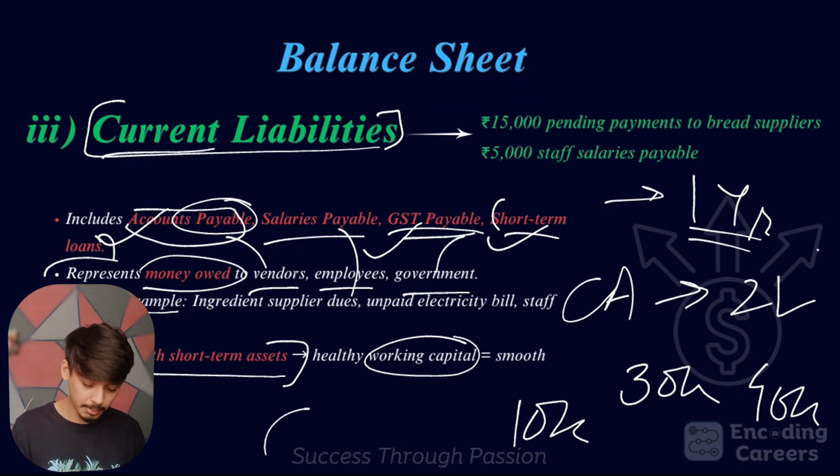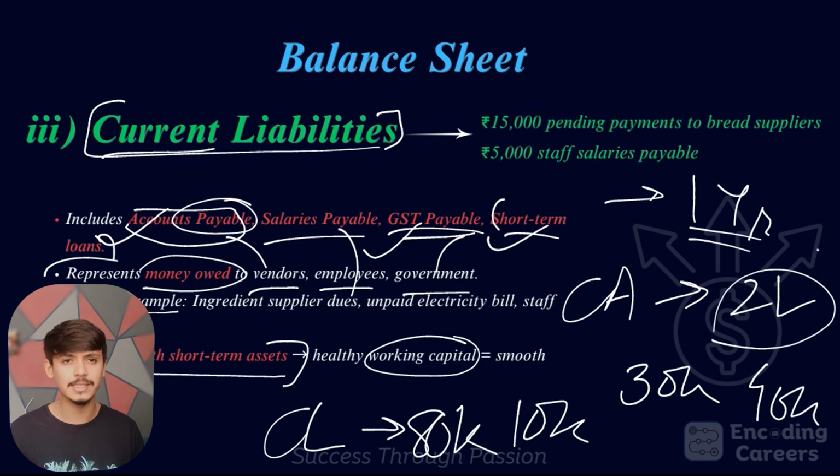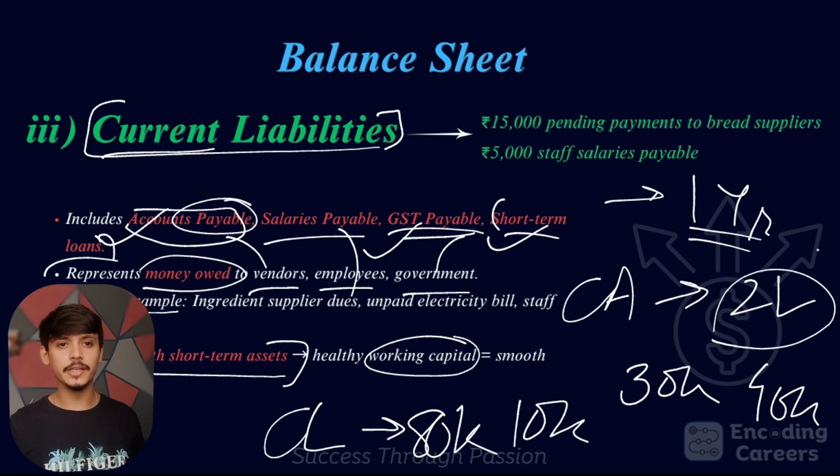So the total current liabilities of the business would be 30 plus 40 plus 10, which is 80,000, and you have enough money in your current assets to pay off the entire current liability. So that is how the entire working capital is to be understood.